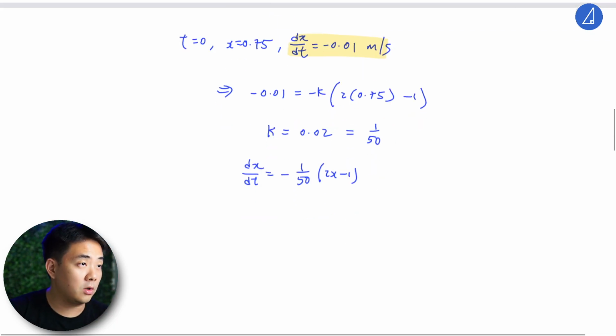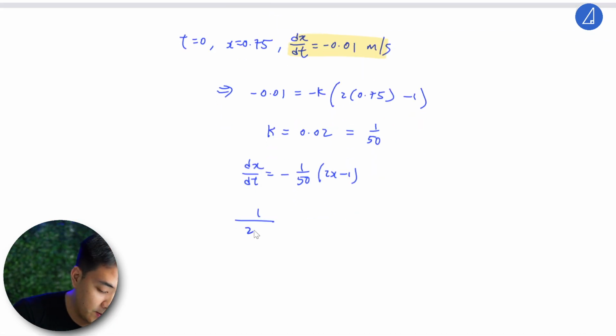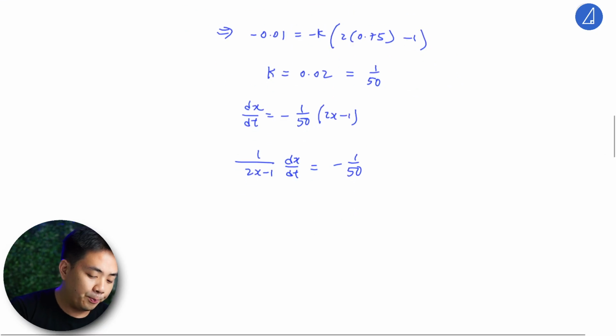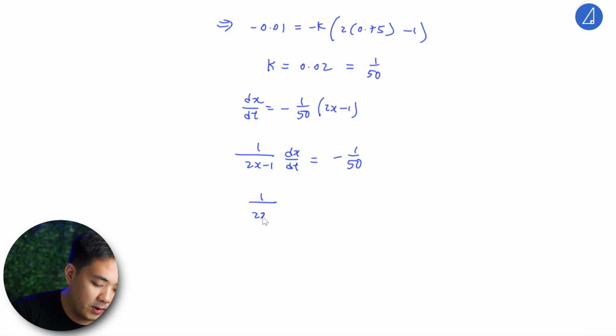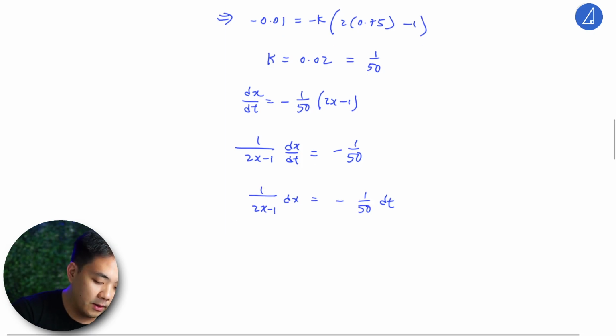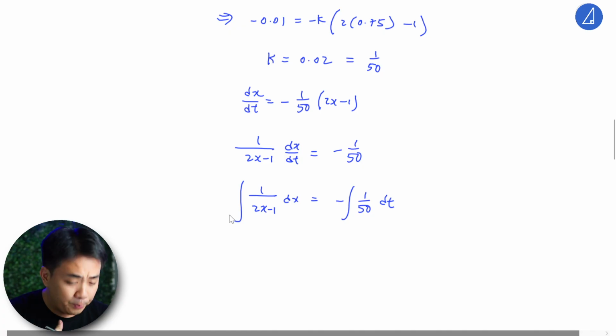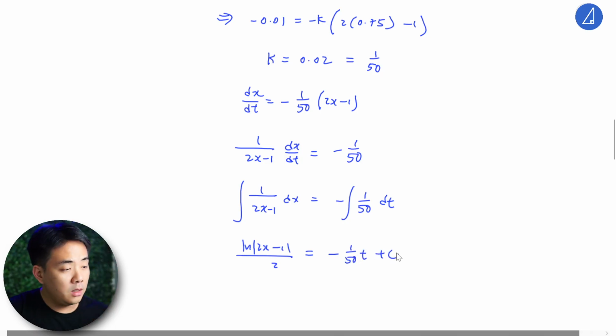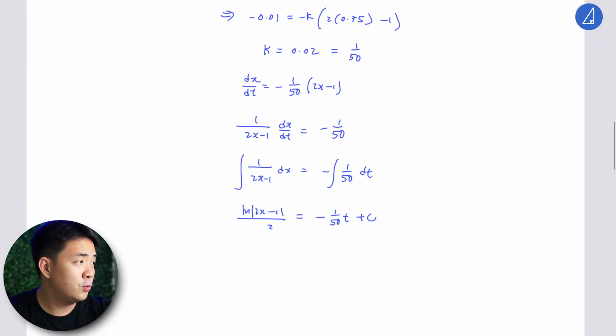Then we can solve this. This is separable form, so not an issue. This is 1 over (2x minus 1) dx/dt equals minus 1 over 50. Then you could just take this and move it to the other side, then you just enclose it with the integral. So this is 1 over (2x minus 1) dx, separable form. If your school doesn't allow you to write this, don't worry, you just put the integral here. So this will be ln(2x minus 1) over 2 equals minus 1 over 50 t plus c. Okay, that's about it. So solving this shouldn't be an issue.